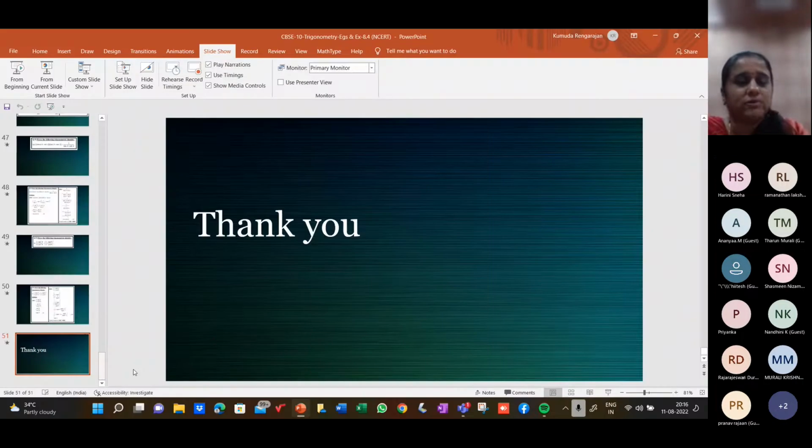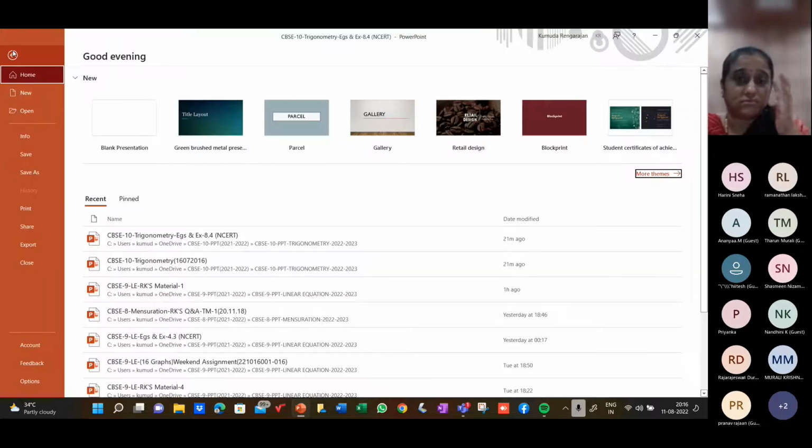So with this, we come to the end of exercise 8.4, the examples before exercise 8.4 and exercise 8.4 from NCERT. So now you know about 80% of the chapter.